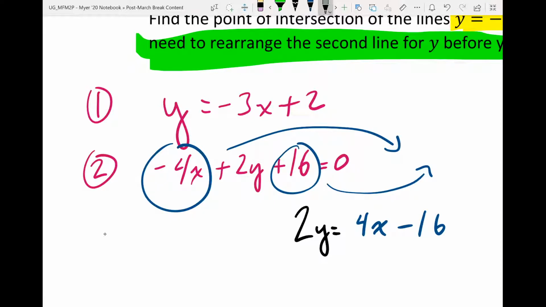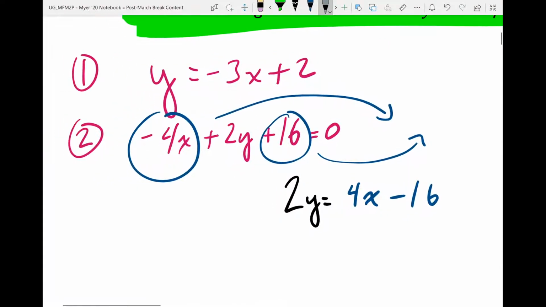Now what do I need to do to make it just y equals something? What do I need to do to get it just so it's y? Divide, yeah, exactly. I'm going to divide everything. And what am I going to divide by? 2. Very good. See, you're a rock star. So I'm going to divide by 2, and this will cancel out.